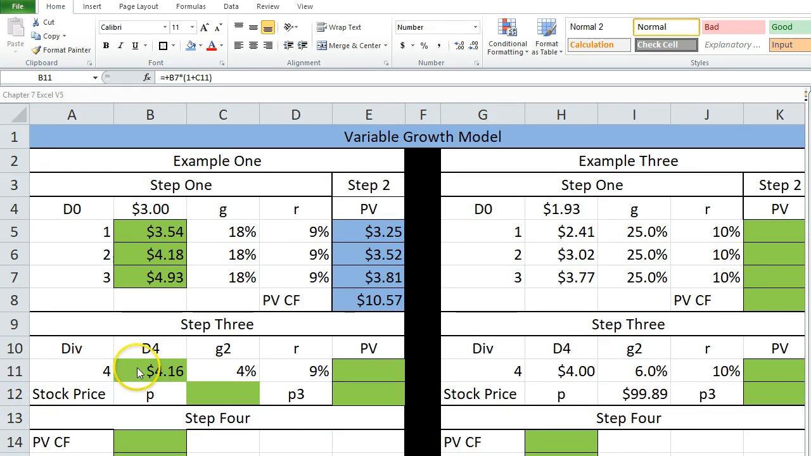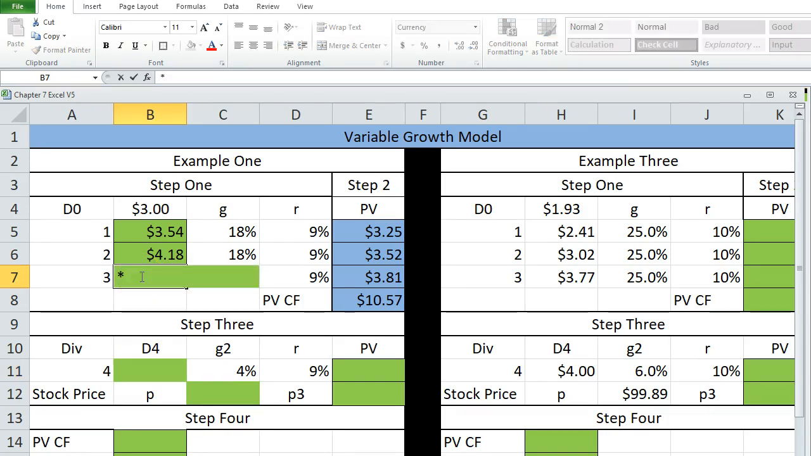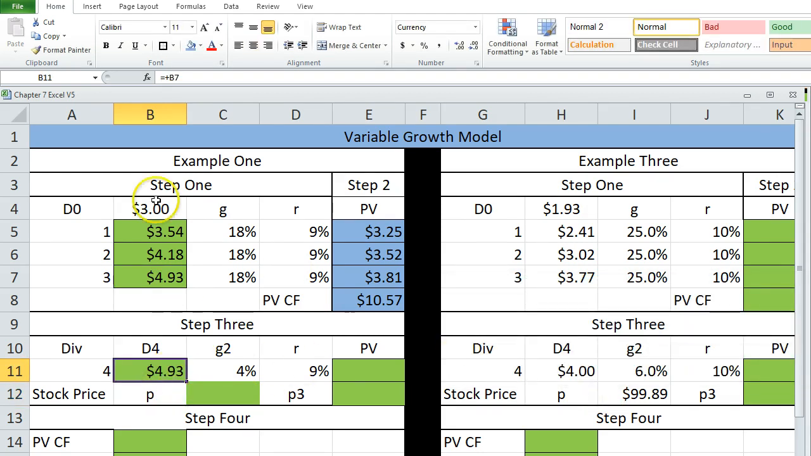Oh, nope. I made a mistake here. This is the dividend in year 4. I had to calculate this. I have to take D3, and that's what I'm escalating. D3 is what I'm escalating to get dividend year 4, because I need to start with D3. And I'm going to multiply that by 1 plus the new growth rate.